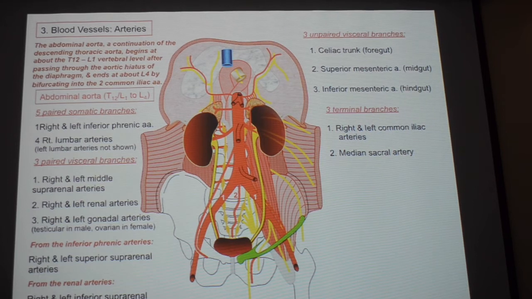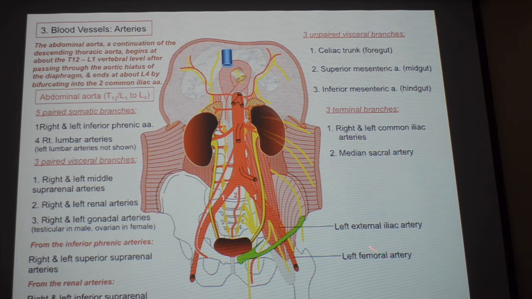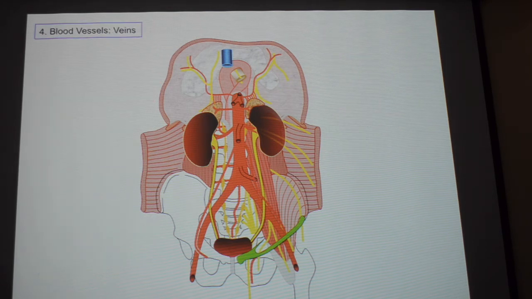Distinguish how the terminal branches are and how the main branches are, who are paired, who are unpaired, and who are visceral and who are somatic. So now, these are the common iliacs. We talk about where they go, femoral, and now the veins. We talk about arteries of the posterior abdominal wall.